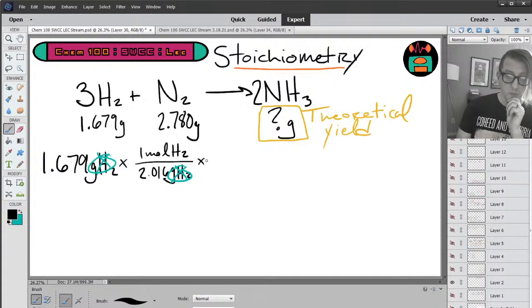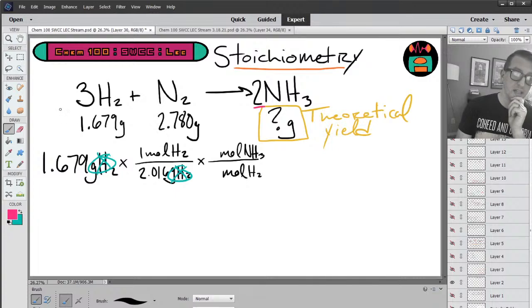Next, we need to convert from moles of hydrogen to moles of ammonia. This ratio, the mole to mole ratio here, you get straight out of the balanced chemical equation. 3 moles of hydrogen produce 2 moles of ammonia, so moles of hydrogen cancel.